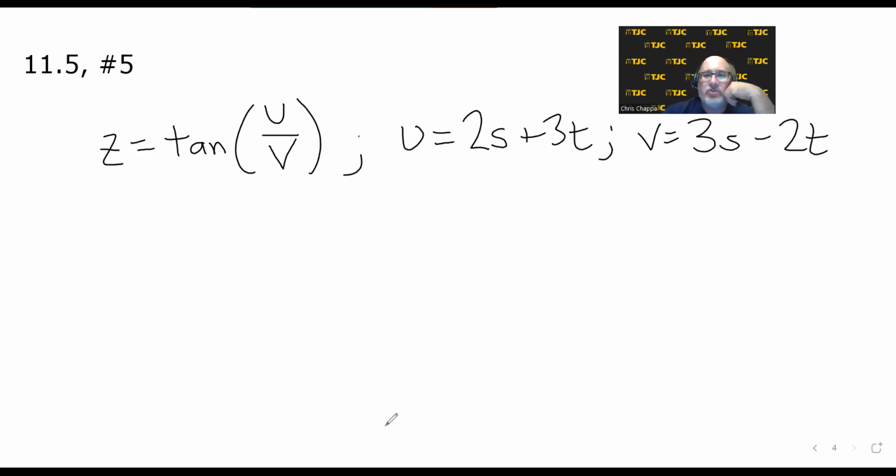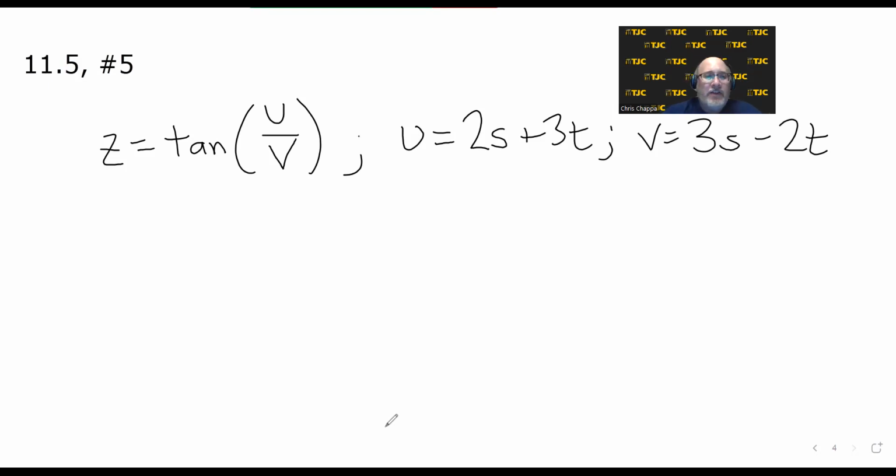Let me double check it. u is 2s plus 3t. Yes, v is 3s minus 2t. Yes. I switched over to the question in the ebook. You didn't see me switch over though because I didn't do a screen share.